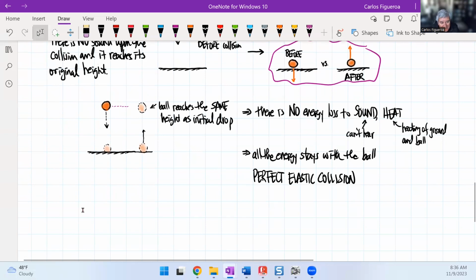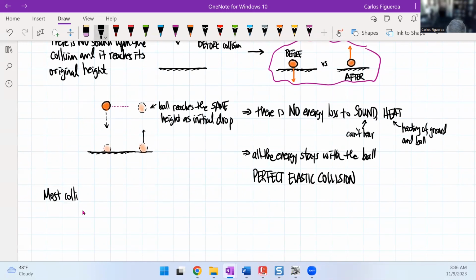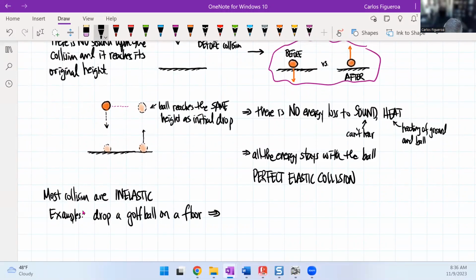But the vast majority of the collisions are inelastic. So most collisions are inelastic. Again, if I think about examples, what happens if you drop a golf ball on a floor? You hear it. And because you hear it, that immediately tells you it's inelastic. There's some energy loss to sound.